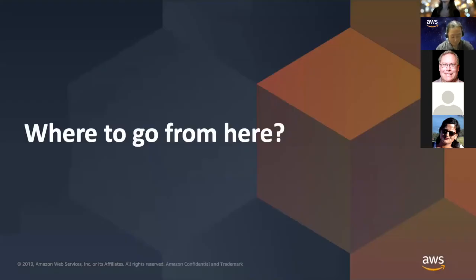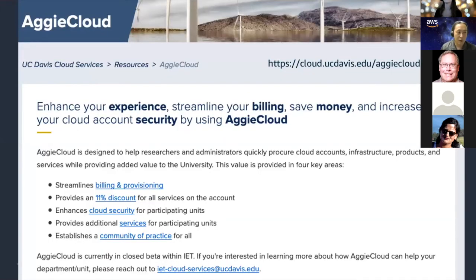So, last section here. We went a little early, but it's okay. So where to go from here? First off, UC Davis has a product called Aggie Cloud, which is running out of Central IT. It has a centralized built-in authentication model, so you can log in using your UC Davis CAS ID. It also offers an 11% discount on all services in the account, which is pretty valuable if you're trying to use AWS. You can send an email to IET to get information about it.